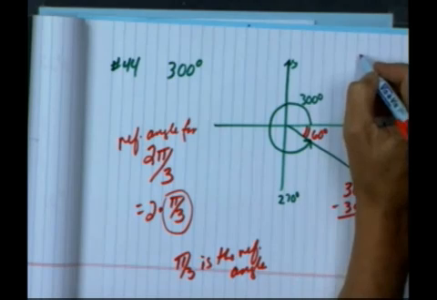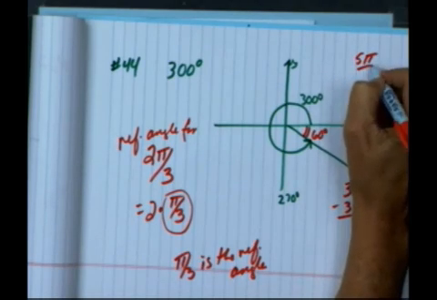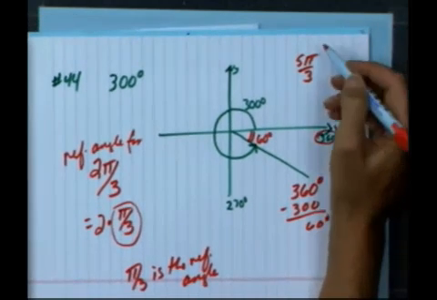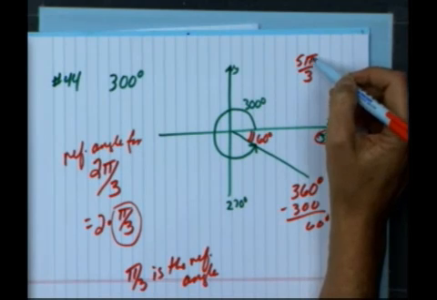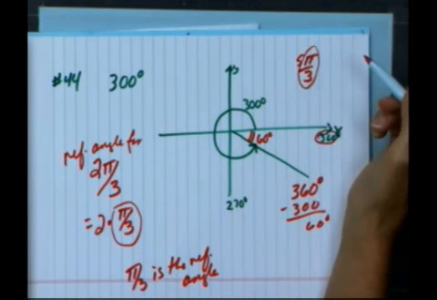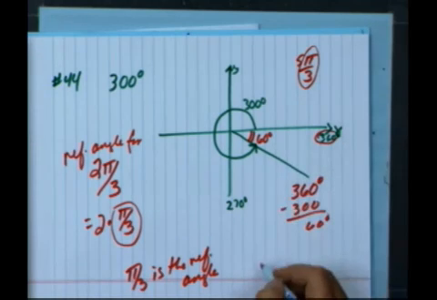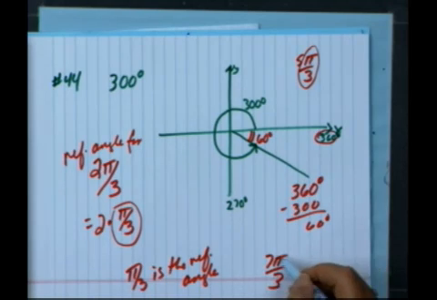Suppose you had 5 pi over 3. What's the reference angle for that? These are easy. These are not trick questions. Pi over 3. Just read it right off. Suppose you had an angle 7 pi over 3. What's your reference angle? Pi over 3. Pi over 3 is your reference angle.